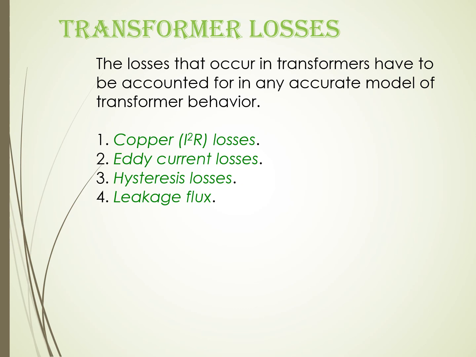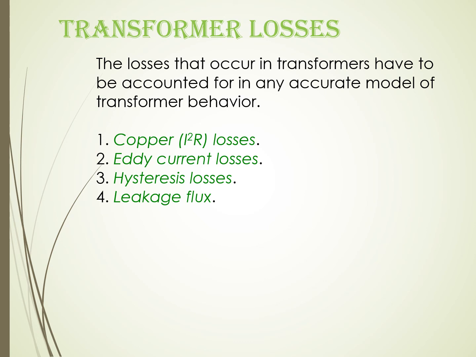So now finally we are going to discuss the losses in the transformer. The losses that occur in transformer have to be accounted for in any accurate model of transformer behavior. So first of all, we'll see copper losses. Copper losses are the resistive heating losses in the primary and secondary winding of the transformer. They are proportional to the square of the current in the windings.